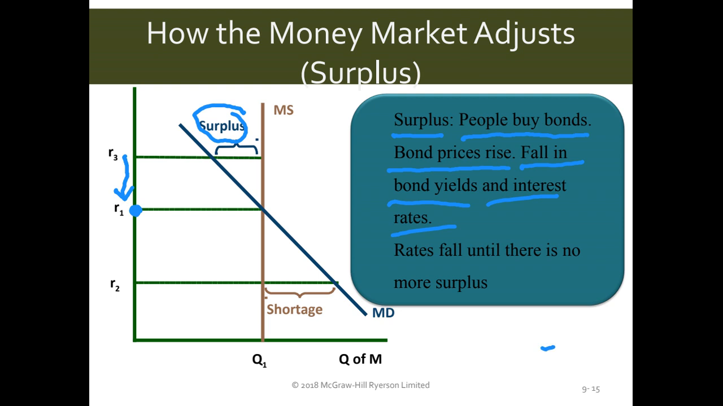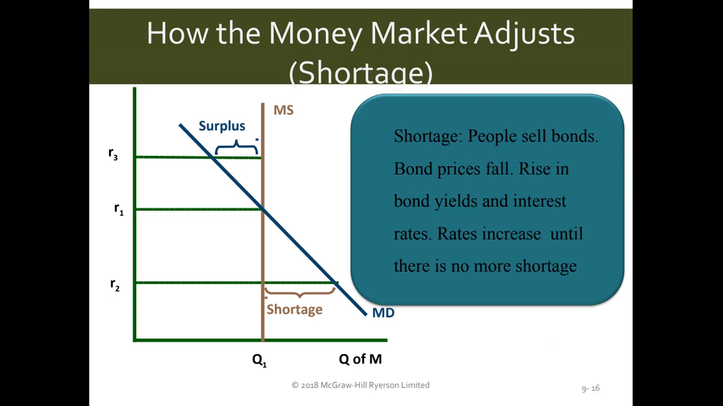The reverse is also true, exactly the same way, but in opposite direction. I've already mentioned here. So if you have a shortage, that is, people need more money, people will have to sell their investments, that is bonds. Bond prices fall. Everyone is selling. Rise in bond yield. When price falls, bond yields increase, and interest rates both. So rates increase until there's no more shortage. So rate of interest will increase and eventually reach this equilibrium point. Okay.